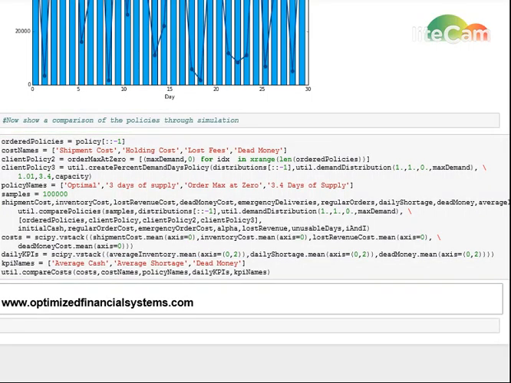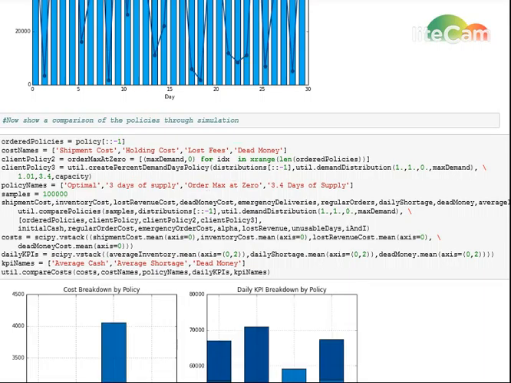In our last section, we've added a couple more policies. One is a straightforward policy, which is to fill up the ATM every time it is empty. And the second is a policy I've created by trial and error. I've looked at the optimal costs and key performance indicators and have adjusted the reorder trigger and order quantity so as to most closely match the optimal dead money and inventory levels.